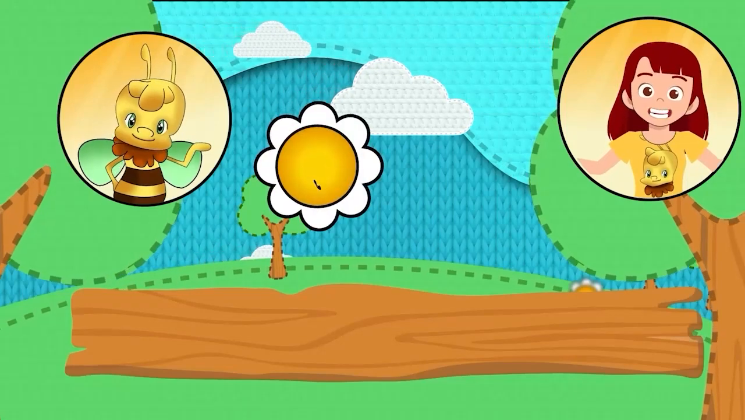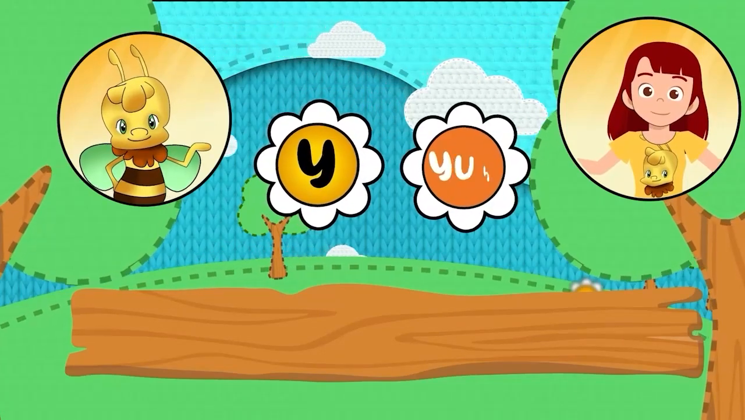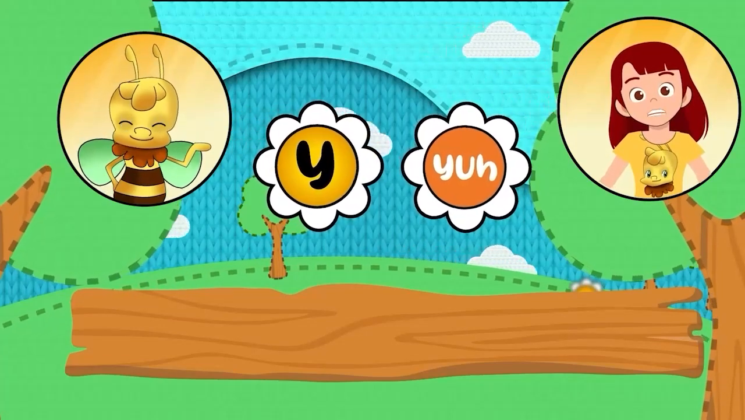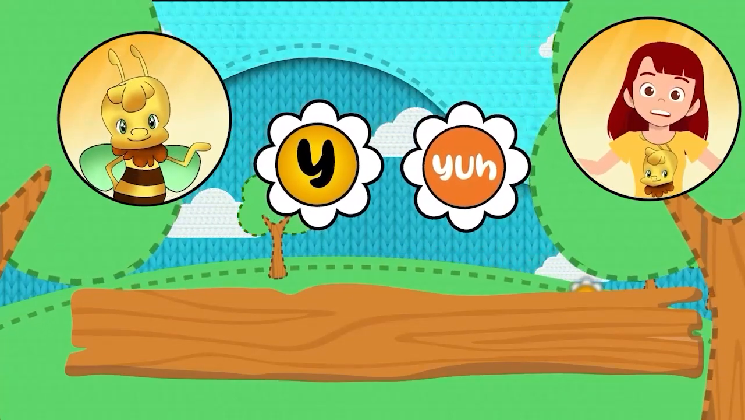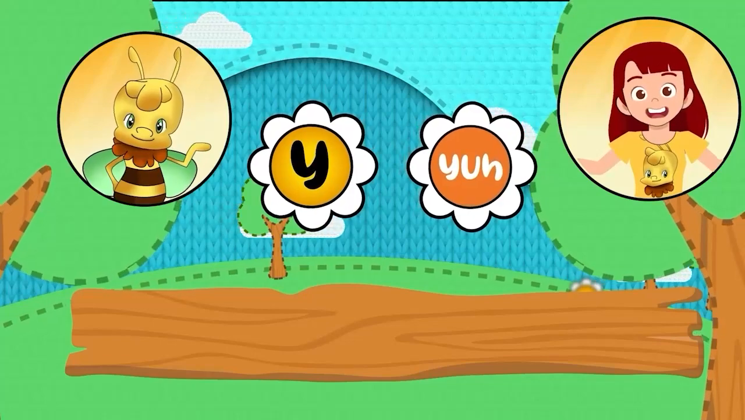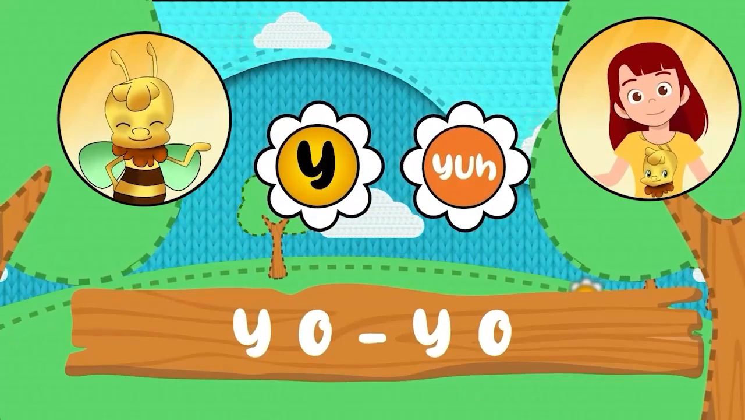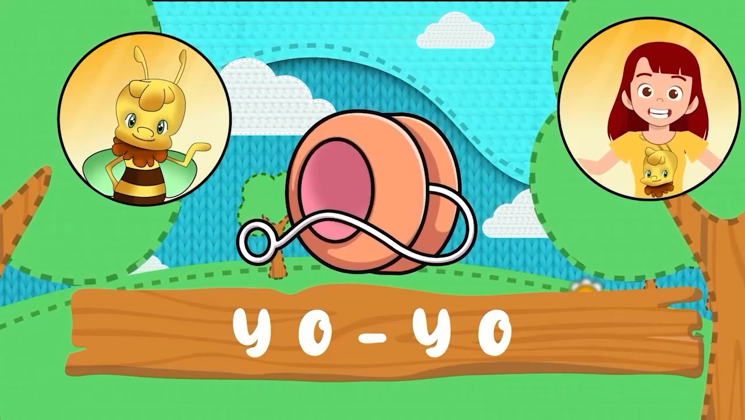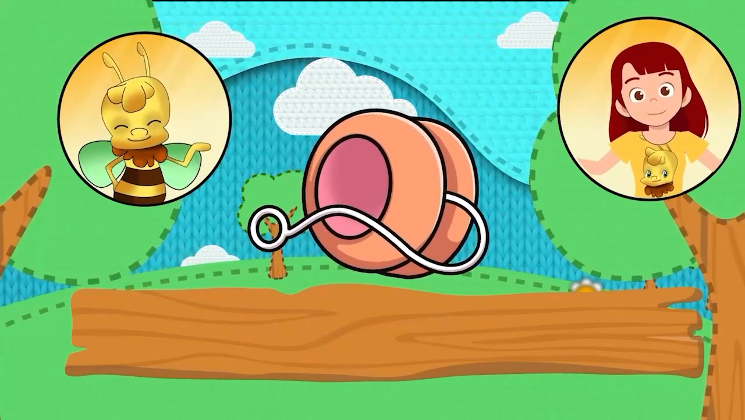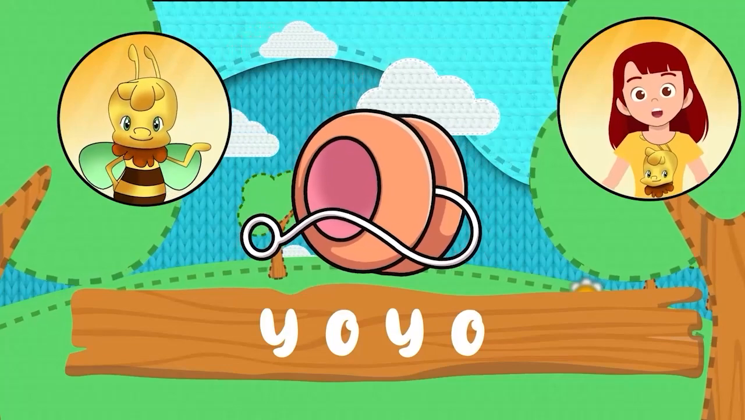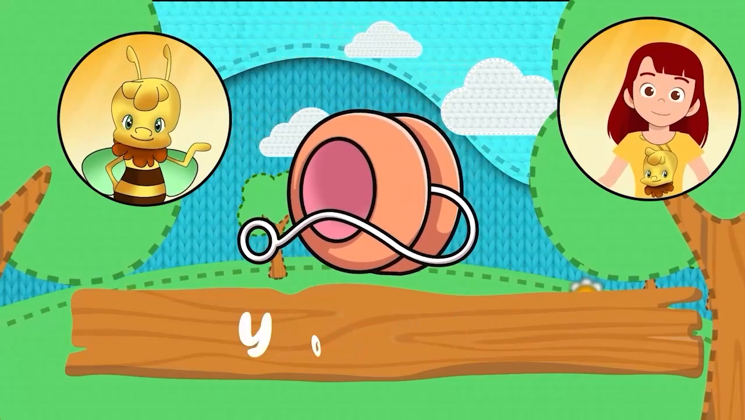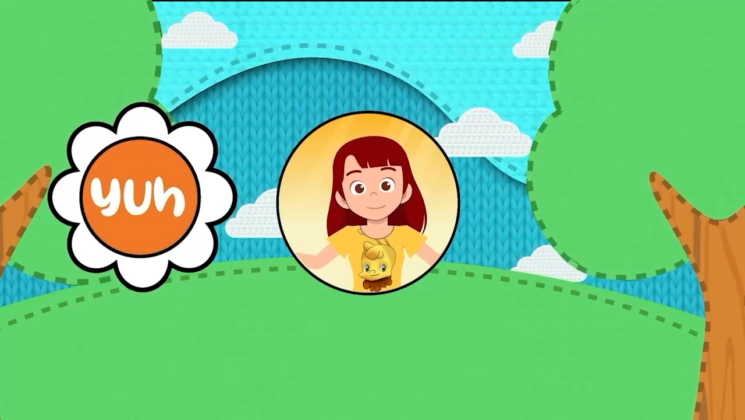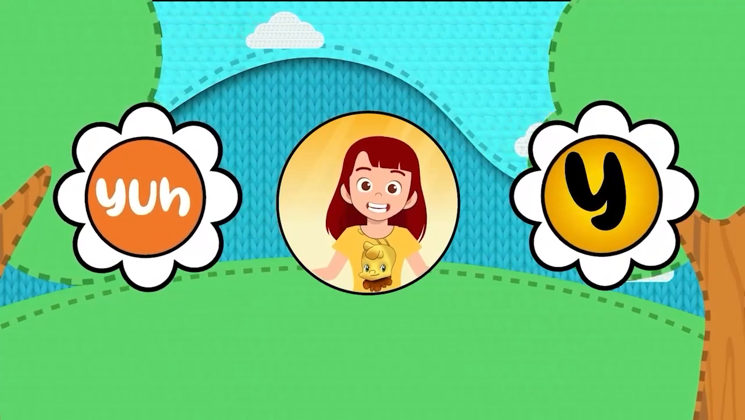Next, we're going to learn how to say Y. We spell words like yo-yo, yak, and yellow using Y. Let's practice by saying yo-yo. A yo-yo is a toy. Have you played with a yo-yo before? Let's say yo-yo. Brilliant! Let's say yo-yo again. We get the sound y from the letter y.